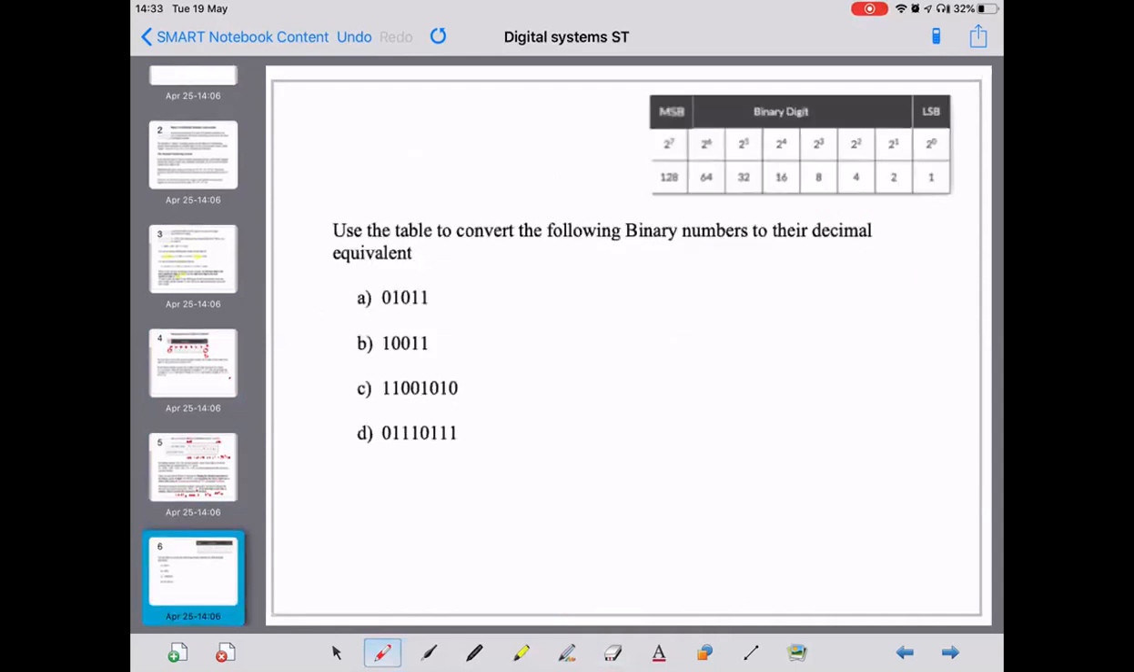Right. What I'd like you to do then, about 5 minutes, use the table you've been given. So the most significant bit is 128. The least significant bit in the table is 1. And so convert those binary numbers into their decimal equivalents.